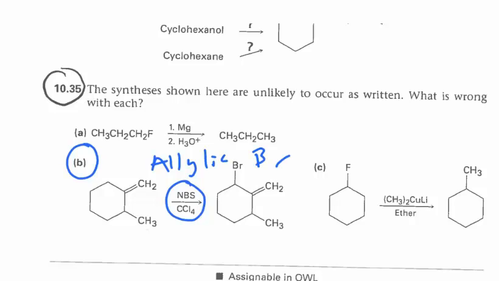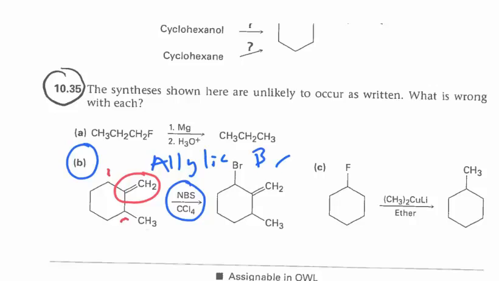Right, we know it's an allylic bromination because you have an alkene, which is here. You have an allylic site here. You have an allylic site here. And you treat this with NBS and carbon tetrachloride. So those reagents with this substrate automatically indicate that you're going to have an allylic bromination. So let's look at how this works out.